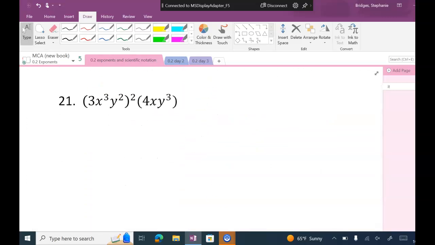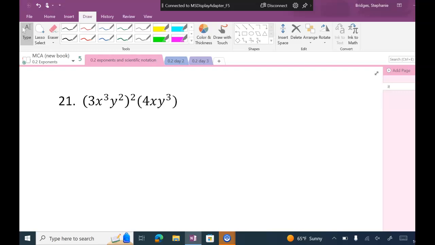Take a minute, write down 21. Let's see if I can get this to work. I have 3x to the third y squared in parentheses. What's on the outside of that parentheses? A 2, an exponent, right? And then I am multiplying that by 4xy to the third.